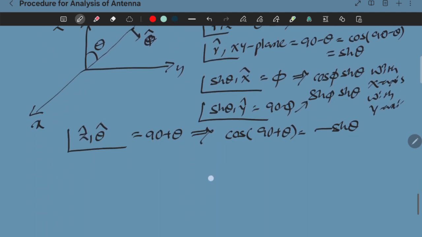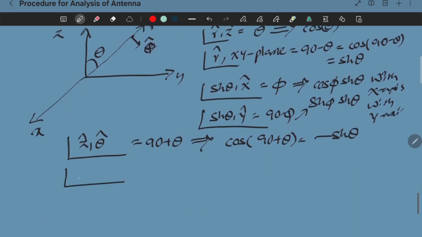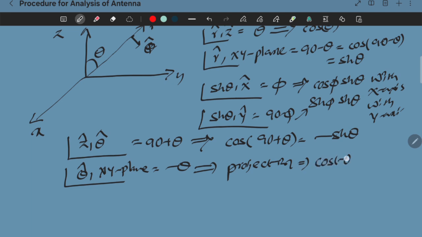Minus sin theta. Then the angle between theta cap and the xy plane is minus 90, because the angle between the xy plane and z cap is 90. In order to satisfy that, we need to take a minus theta, and you can see this addition should get 90. Next, the projection of theta cap on the xy plane will be cos of minus theta, which is equal to cos theta.